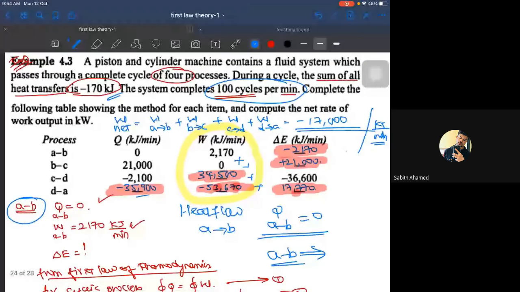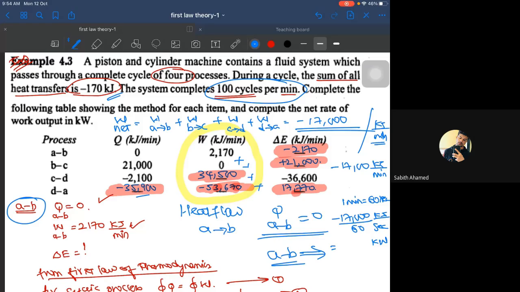So minus 17,000 kilojoules per minute it is. So 1 minute is equal to how many seconds? 60 seconds. So I would be writing it as 17,000 divided by 60. It would turn into kilojoules per second here. But joules per second is what? Joules per second is watt. So it would turn into kilowatt.